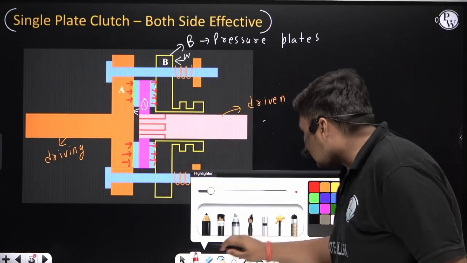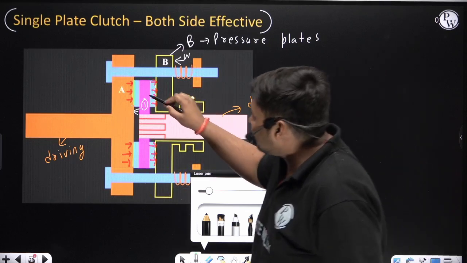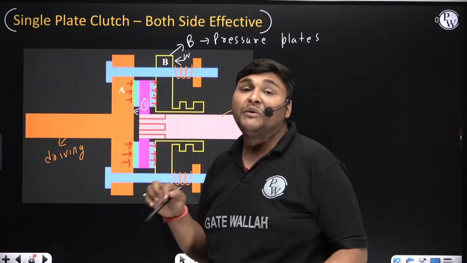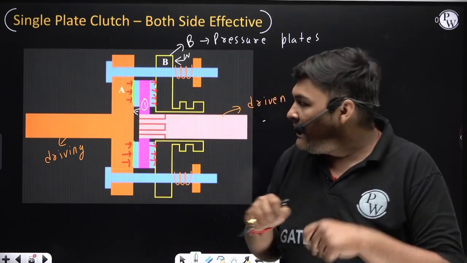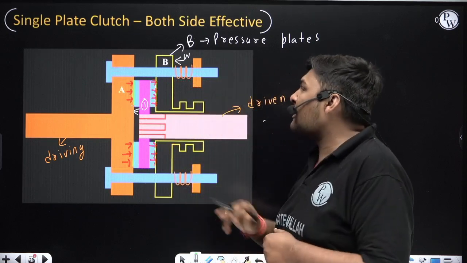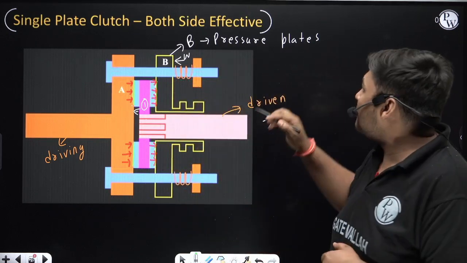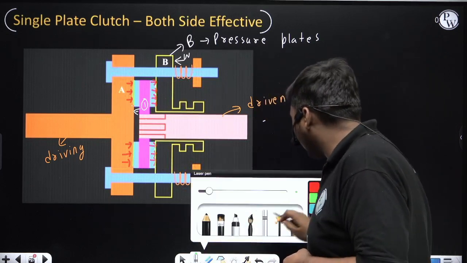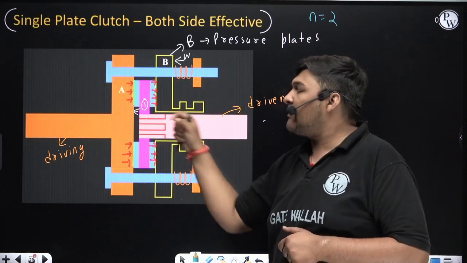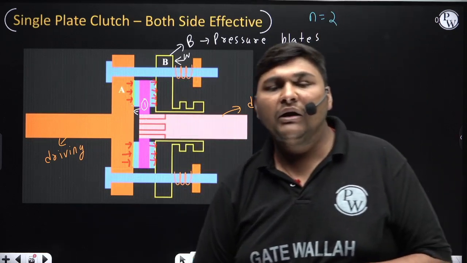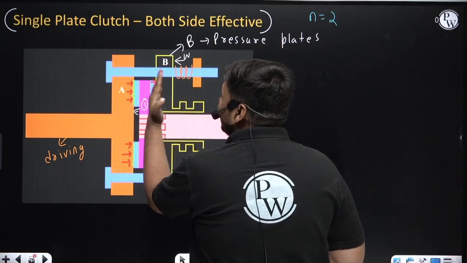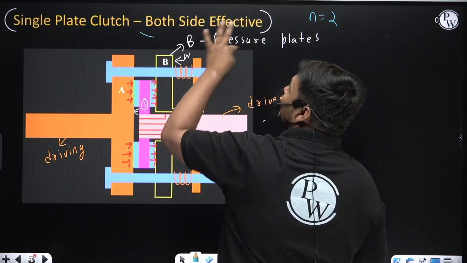So here you can see the number of pairs of contacting surfaces. One pair of contacting surface is this, which occurs between plate A and plate 1, and another contacting surface is this, which occurs between plate 1 and plate B. Means how many pairs of contacting surface are there? Here two pairs of contacting surface, one between plate A and plate 1 and another between plate 1 and plate B. Okay, and the clutch plate is only one whose both sides make contact. That's why we are saying both sides are effective.